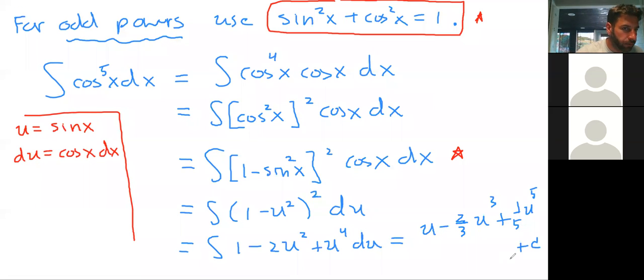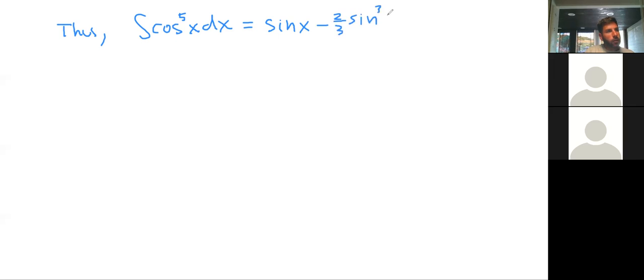Okay, so we have to put the final bow on this. If we go to the next page, we can write our final answer. The integral of cosine to the fifth, which we started with, is, I already forgot, what was it? u. So it's sine x. So it's sine x minus 2/3 sine cubed, and then plus 1/5 sine to the fifth plus c. That was fun.